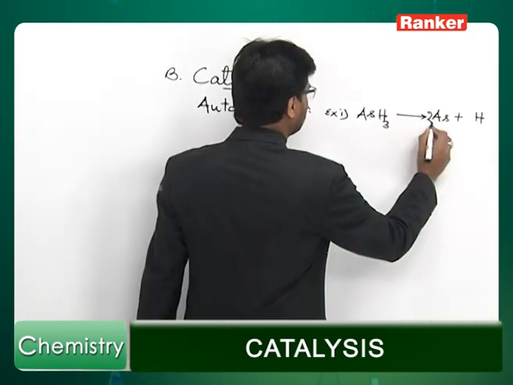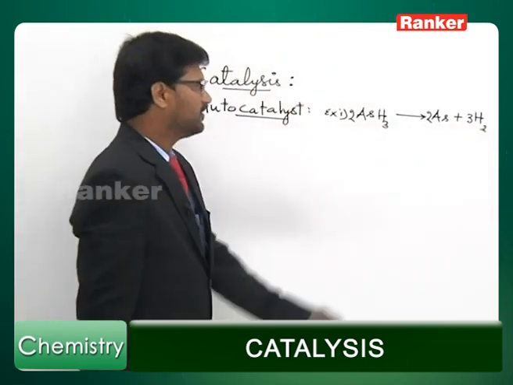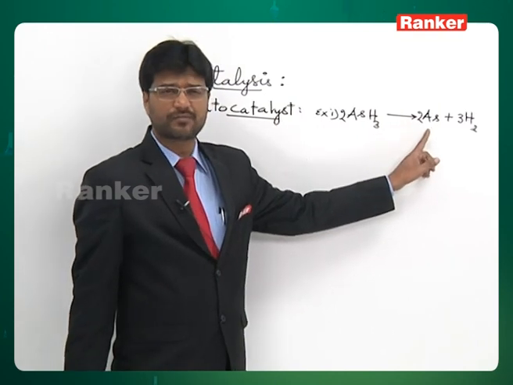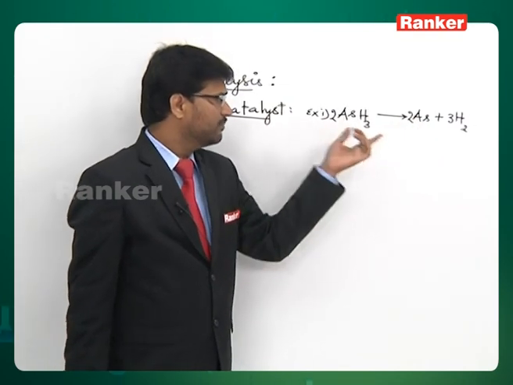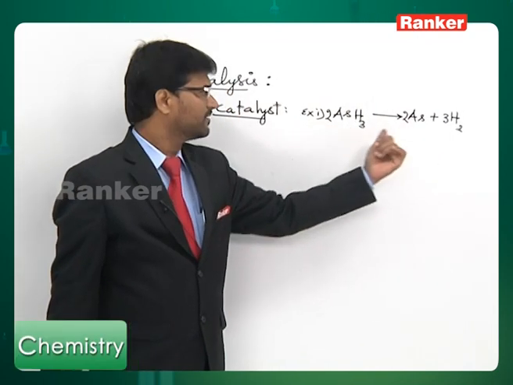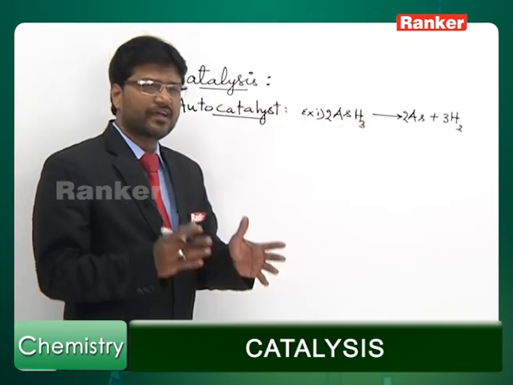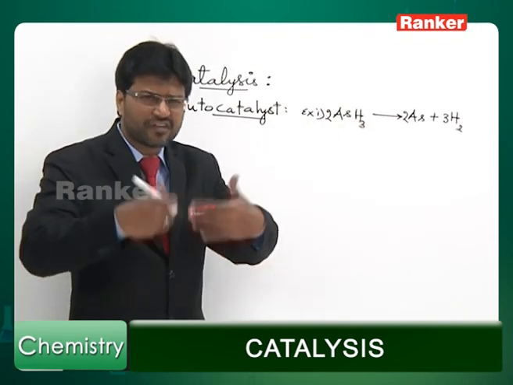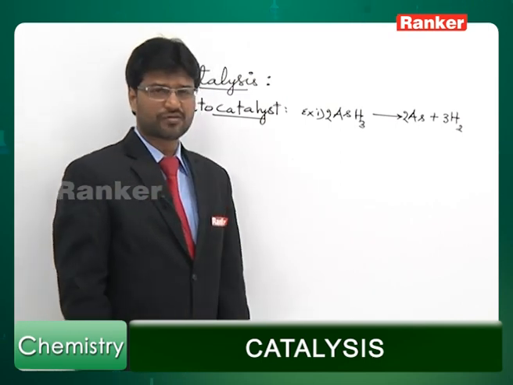I can balance the equation. This decomposition is catalyzed by arsenic. So, arsenic is able to catalyze the reaction in which it is being formed, the decomposition of arsine into arsenic and hydrogen. So, a substance which enhances the rate of the reaction in which it is being formed is called an autocatalyst.